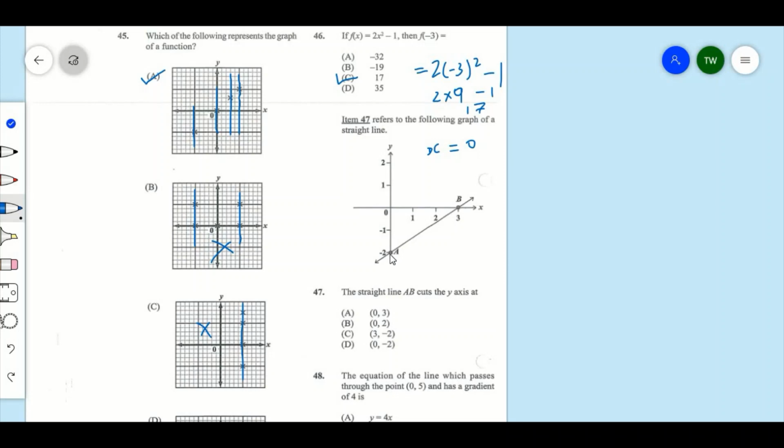So here, the coordinate for A is going to be 0, comma, -2. Right? So that's the coordinate for A here. X equals 0 and y equals -2. So clearly our answer is going to be D.